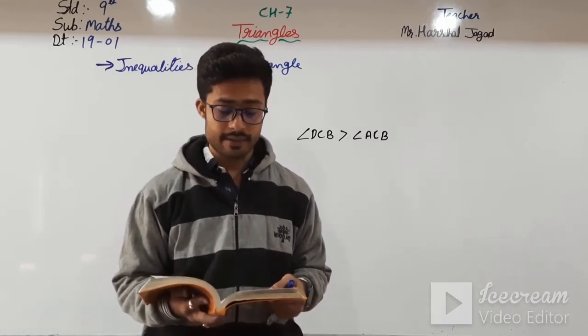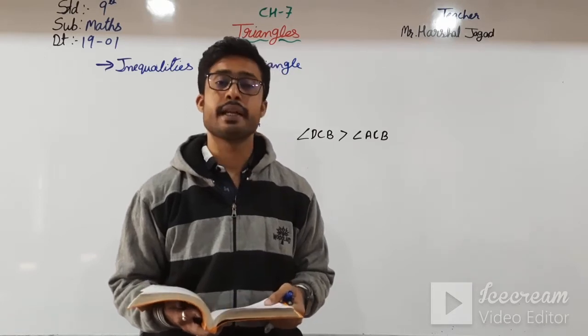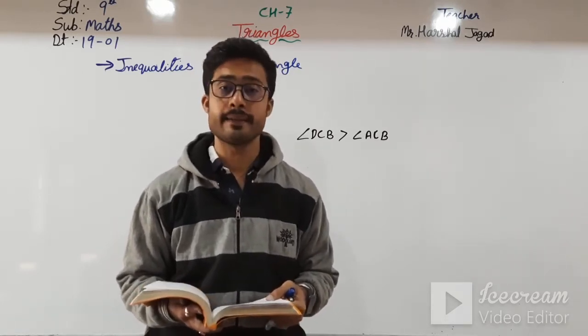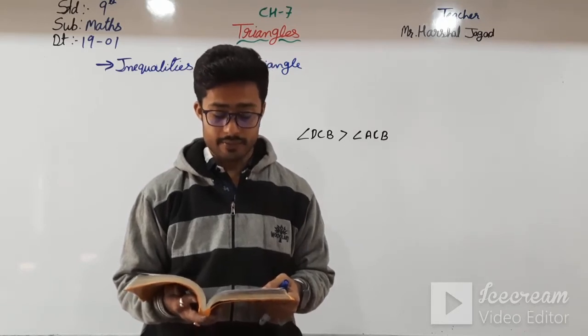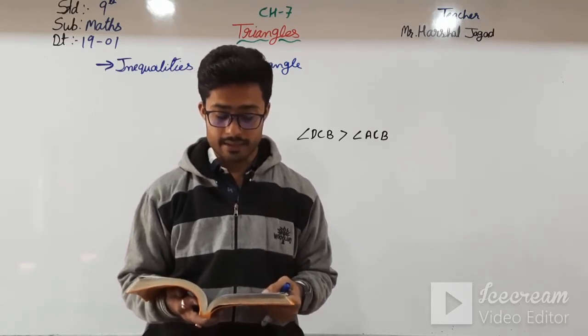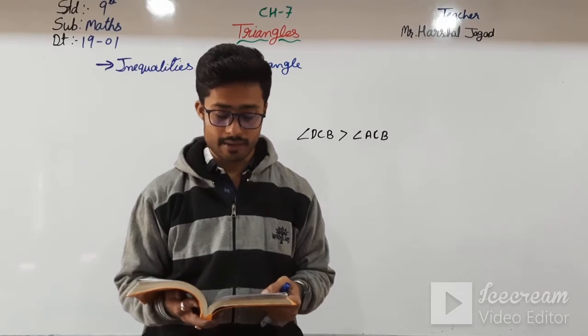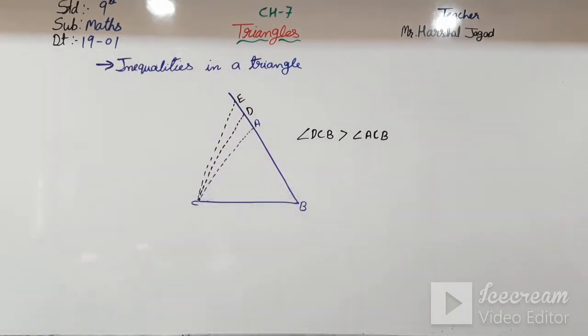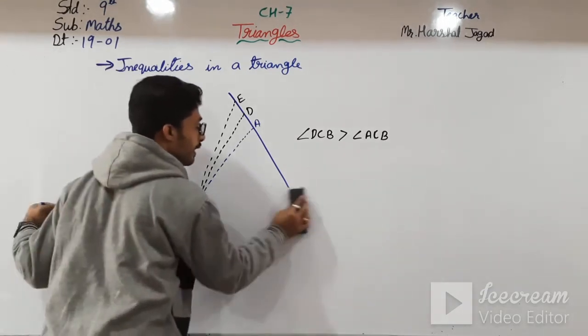Repeat this activity with some other triangles, and from that we can find a theorem, that is theorem 7.6: if two sides of a triangle are unequal, the angle opposite to the longer side is larger. Okay, first of all, just draw that scalene triangle over here with the different lengths.